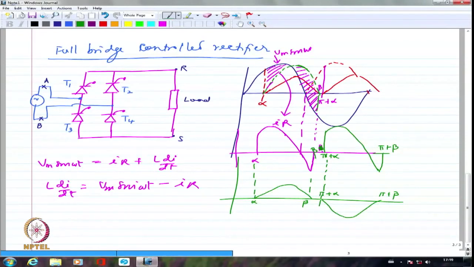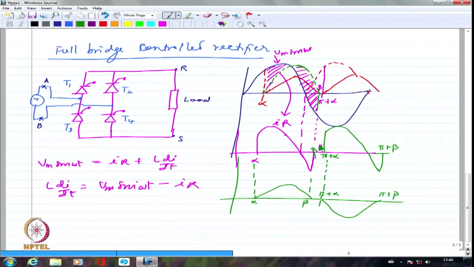Based on inductor, will alpha have a limit? No, it doesn't have to. We'll look at that in the continuous conduction case. This is discontinuous. The current is discontinuous on the DC side. The load side current is discontinuous. You get my point? What we mean by discontinuous is that it is touching zero.